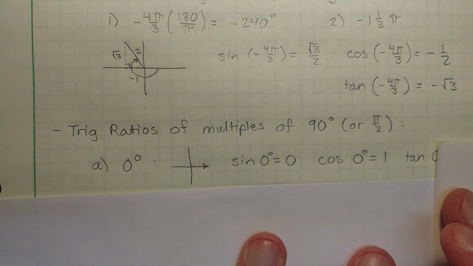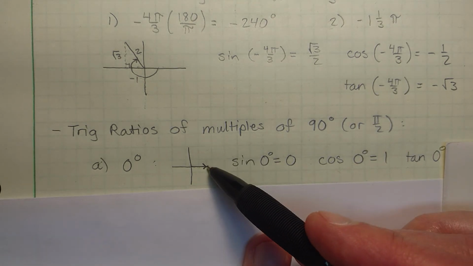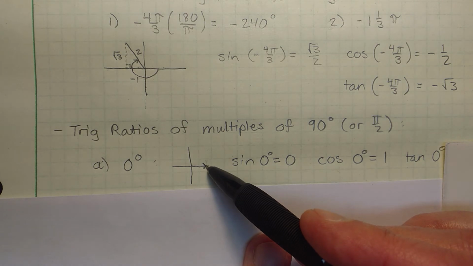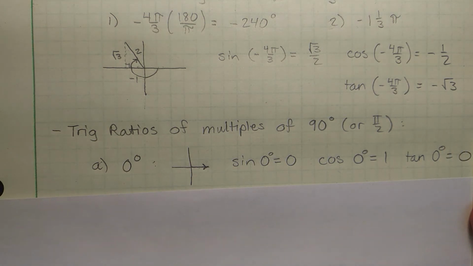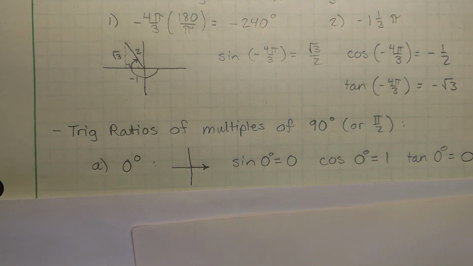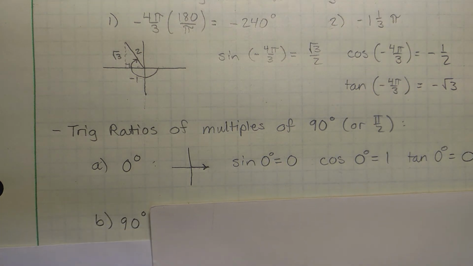Notice my tangent ratio, my opposite side is non-existent, it's 0. And my adjacent side we'll just consider as 1, but it doesn't matter. The opposite side is 0, so that means it's 0 divided by something, so that is 0. All right, those are the three ratios for 0 degrees, or 0 radians. Now let's look at 90 degrees, or pi over 2 radians.